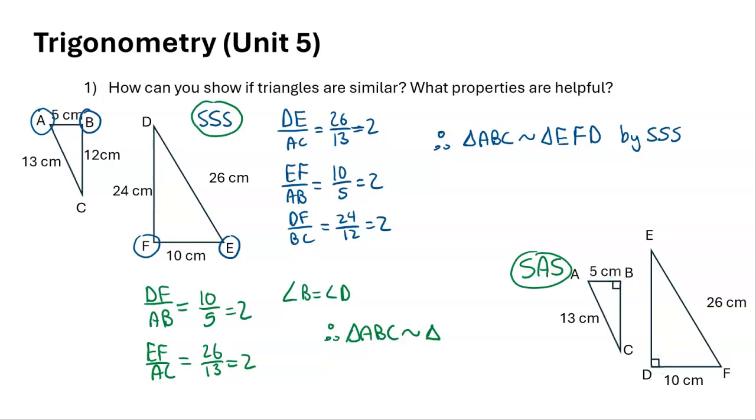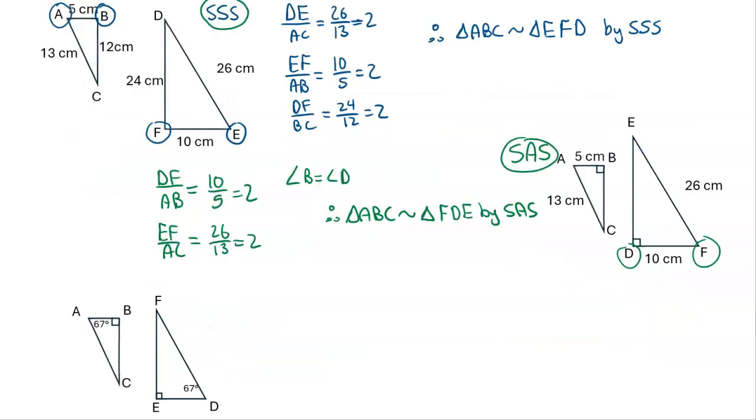If you want, pause the video and see if you can label what it is, but it's F that corresponds with A, and then D corresponds with B, and then we end with E. And so that's triangle ABC is similar to triangle FDE by side, angle, side. Now the third situation is just angle, angle. If we know 2 angles in one triangle are the same as in another triangle, then we know those 2 triangles are similar. This is the easiest one to check.